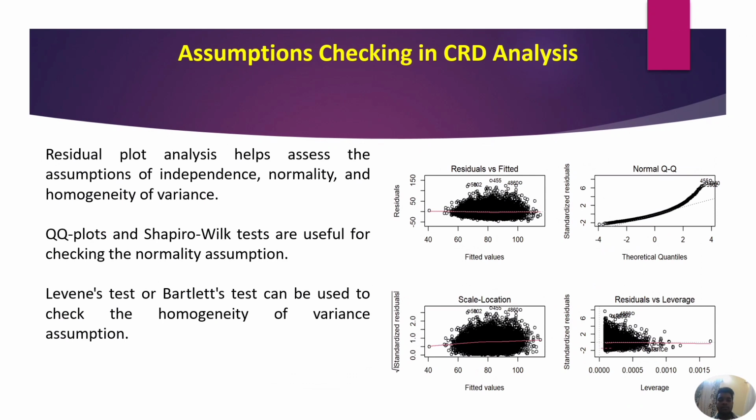Assumptions checking in CRD analysis. Residual plot analysis helps assess the assumptions of independence, normality, and homogeneity of variance. QQ plots and Shapiro-Wilk tests are useful for checking the normality assumption. Levene's test or Bartlett's test can be used to check the homogeneity of variance assumption.